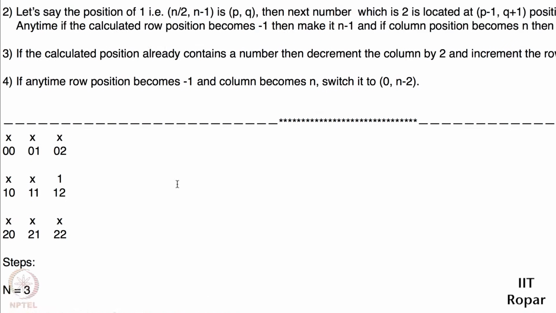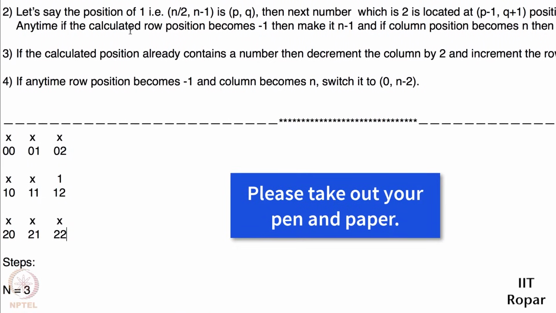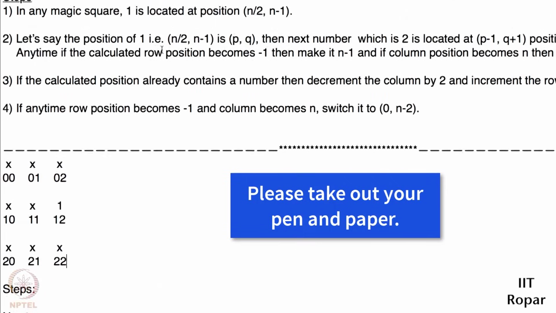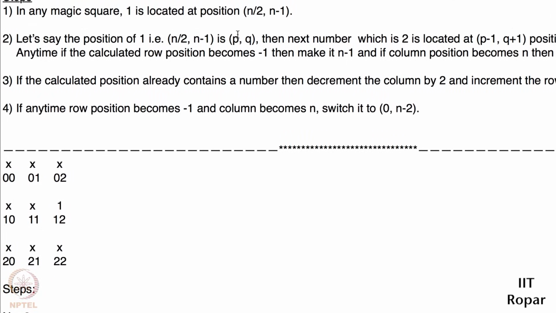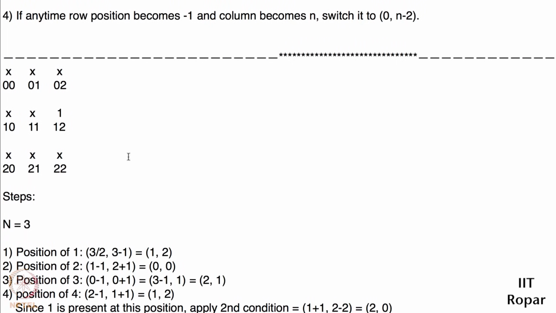Now let me go to the condition. The first step was to find the location of 1. We know that 1 is always located at the middle row and last column, so we'll find that. In this example, the value of n is 3, because this is a 3 cross 3 matrix, and we want to create the magic square of size 3 cross 3.